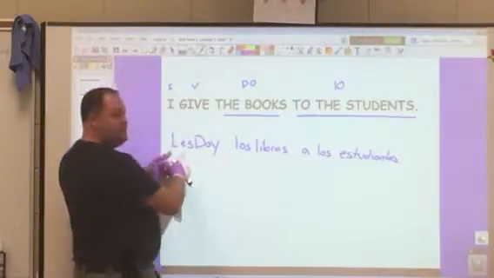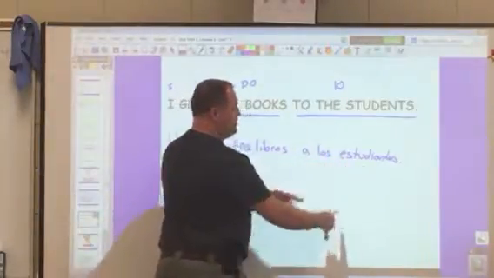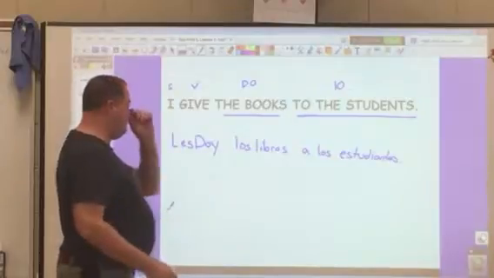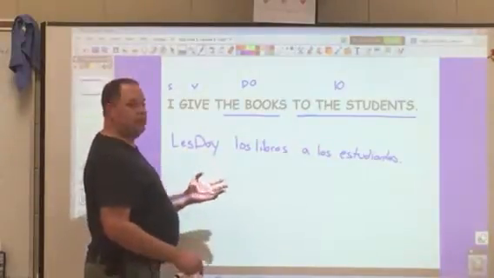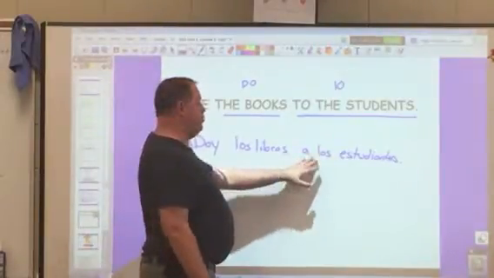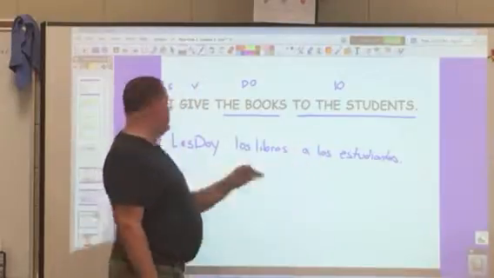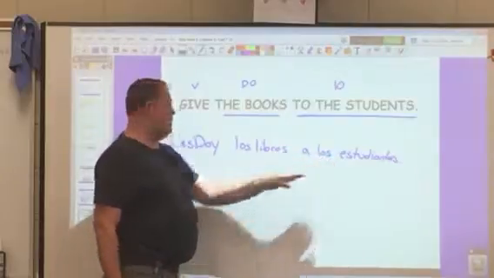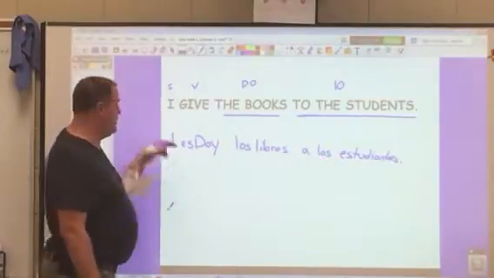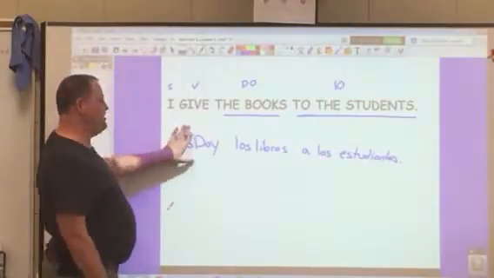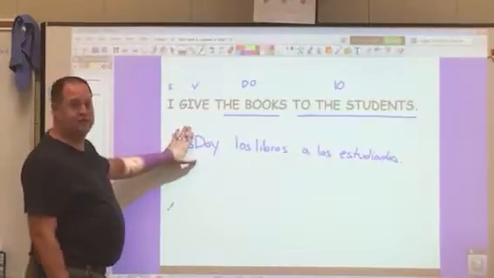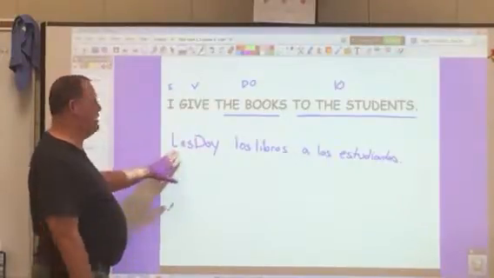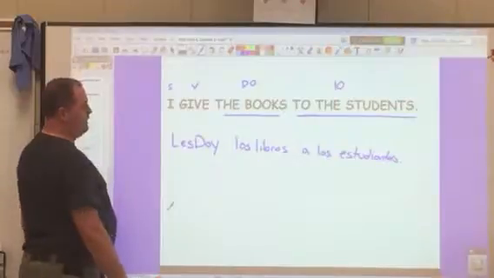So you have the les and you have the a los estudiantes. Do you have to have them both? Well, in this one you probably do, because this is kind of a clarifier. You want to know, who does the les refer to? Oh, it refers to the students, okay? So you want to leave this in here, but you have to have the les as well. You can't just say doy los libros a los estudiantes. It's just the grammar rule in Spanish. You got to have the les doy, okay?